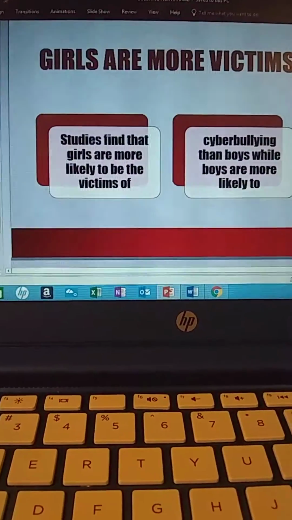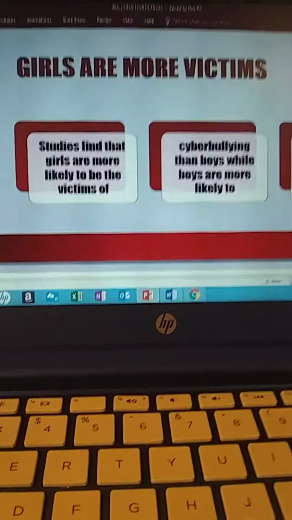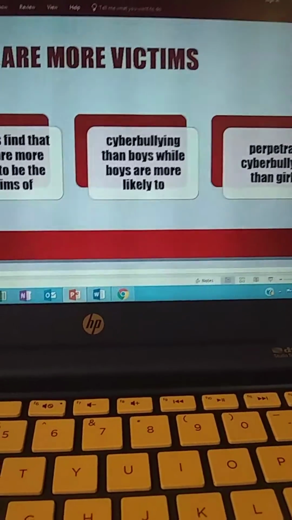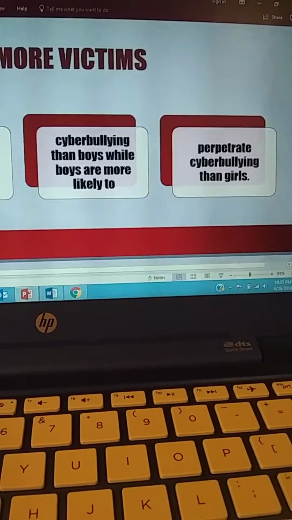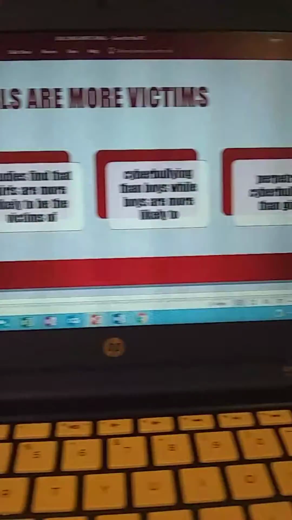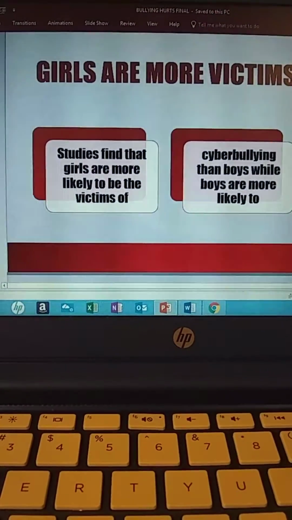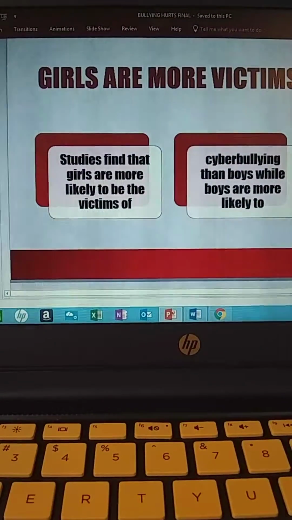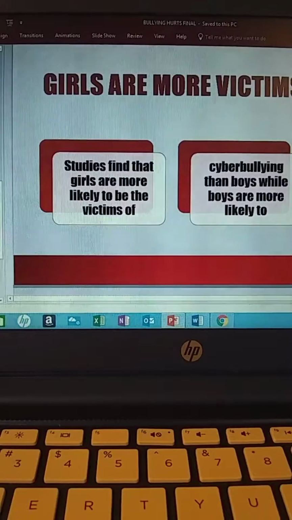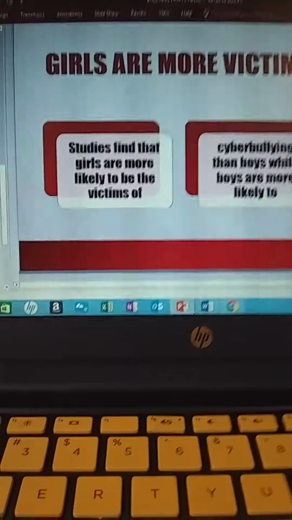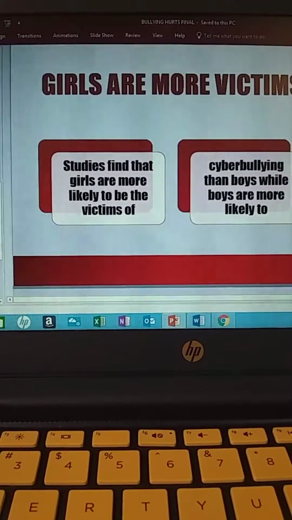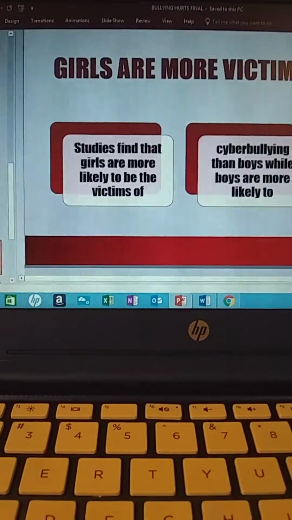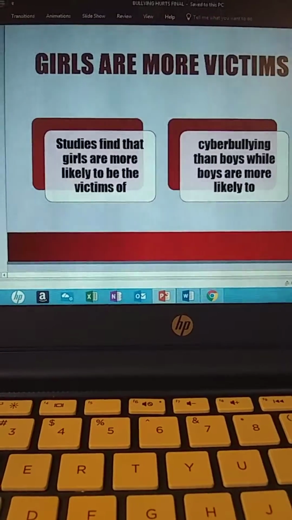Girls are more often victims of bullying. Studies find that girls are more likely to be victims of cyberbullying than boys, while boys are more likely to perpetrate cyberbullying than girls. According to research, this has to do with girls being a little more vulnerable and considered to be more vocal. Sometimes you see them in groups chit chatting, and that can lead to rumors being spread. So girls do talk more, and therefore it's easier for them to get involved in victimizations against other female bullies.